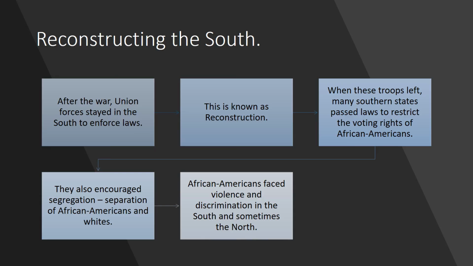But unfortunately, with Reconstructing the South, the Union forces will stay in the South to enforce the laws, and this is known as Reconstruction. Now, when these troops left, many Southern states passed laws to restrict the voting rights of African Americans, and they also encouraged segregation, which is the separation of African Americans and whites. And African Americans unfortunately faced violence and discrimination in the South, and also sometimes in the North as well.